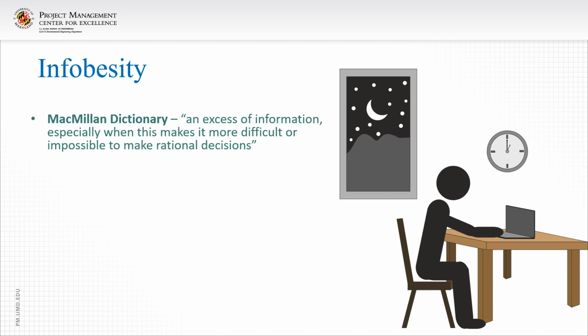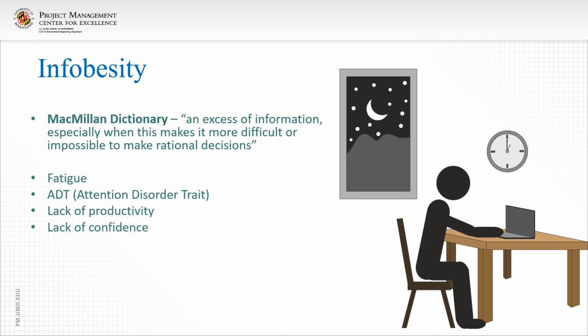Is this information specific? Is it timely? Is it accurate? Is it relevant? Is it reliable? And in many cases, when you have infobesity, you're getting information that doesn't fit the STAR model. So what does this do to you? It causes fatigue. It can cause what we call attention disorder trait. These are real things. In the knowledge management world, this infobesity is a real concept. Lack of productivity because people just basically give up. There's just too much information to handle. Lack of confidence because there's so much data. They don't know what to do with it.